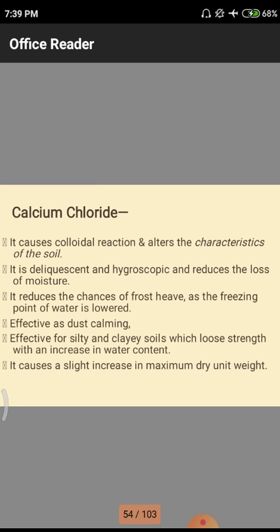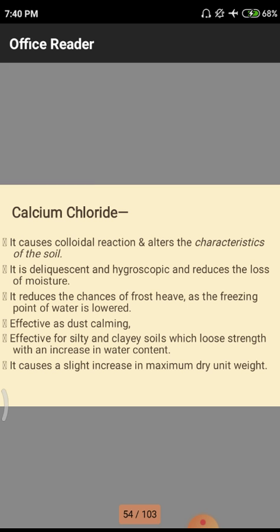That means previously we discussed the calcium chloride content will be actively participating and automatically the water will not be allowed to leave the soil, so that the total loss by the action of moisture is prevented. Next, it reduces the chances of frost heave as the freezing point of the water is lowered. That means it decreases the chances of heave conditions. Whatever the vapor conditions and other conditions, the freezing point is also lowered.